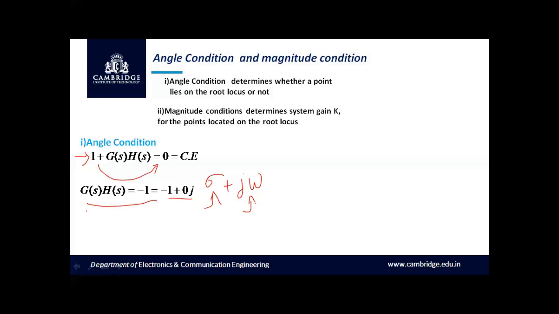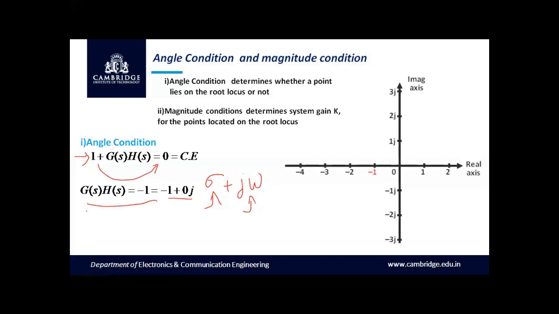Now let us convert the above expression into polar form and equate the angle and the magnitude of both sides. This gives us the conditions of the root locus, called the magnitude condition as well as the angle condition. Now let us look into the angle condition. Let me take the complex plane, with the real and imaginary axes, and a point -1 marked here. This is our point of interest, and we have to calculate the angle.